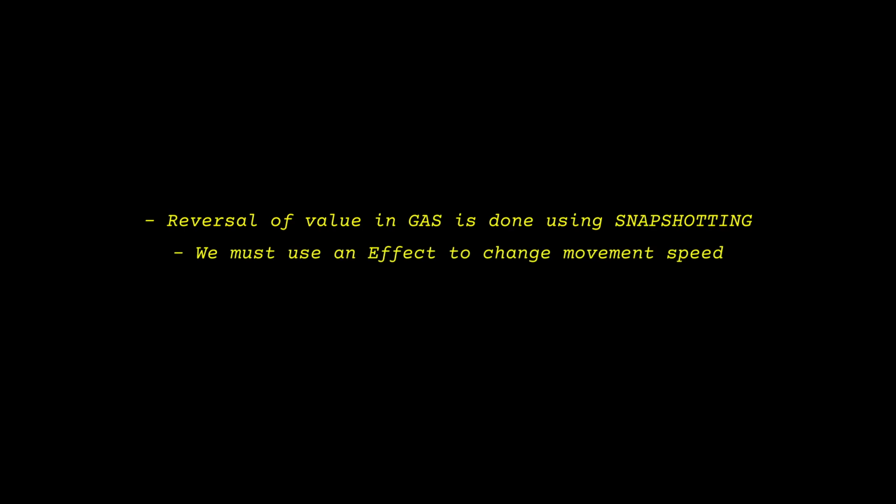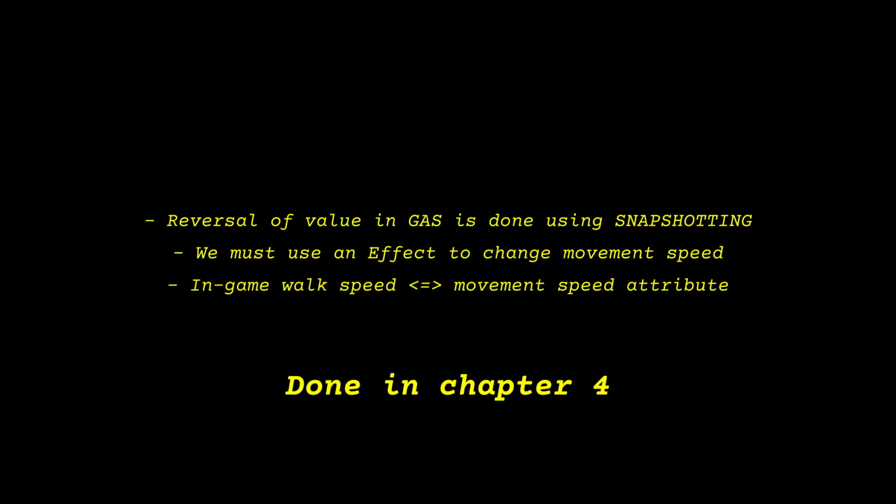This reversal of value has been done very efficiently in GAS, and the change in movement speed is best done using a gameplay effect. But we haven't bound the movement speed attribute to the character's walk speed in the level. In a future topic, we shall remove the addition and subtraction of this movement speed and only modify the movement speed attribute, because that is a little complicated and must be done in C++. It is beyond the scope of this video and it might get you more confused.